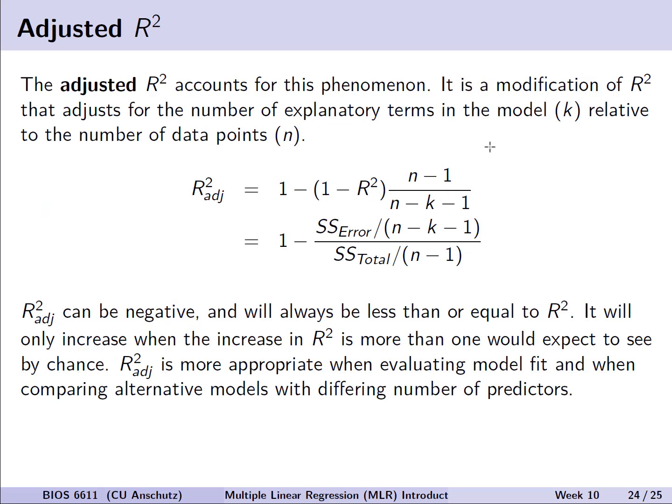This can be addressed with a simple modification by introducing the adjusted r squared. In this case, we account for the sample size and the number of terms in the model, where we have this adjustment factor here, as well as a 1 minus 1 minus r squared term. We can note in this formulation, r squared adjusted can actually be negative, and in fact, it will always be less than or equal to r squared. Further, it will only increase when the increase in r squared is more than we would expect to see by chance. In other words, is there an actual meaningful contribution of adding this variable or variables? For these reasons, using r squared adjusted is more appropriate to evaluate the model fit in multiple linear regression when we have multiple predictors.